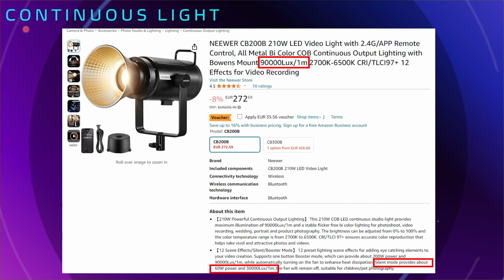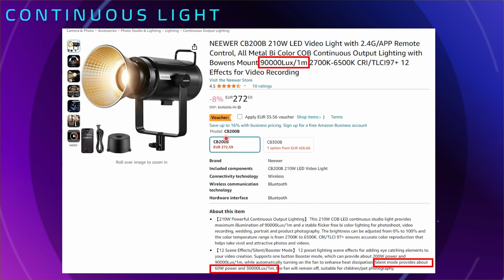Now we can learn how to select a continuous light. If you are going to an online platform to buy a light, you will see a page like this. Now I am considering Amazon. You can see here the Neewer CB200 210 watt LED video light produces a lux of 90,000 per 1 meter. That means if you are keeping this light as a source of light and you are placing your subject 1 meter away, you will get 90,000 lux on your subject.